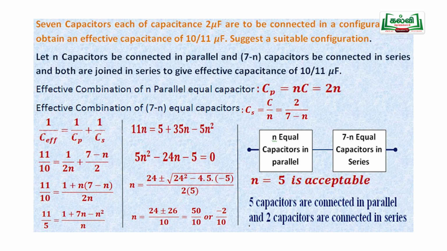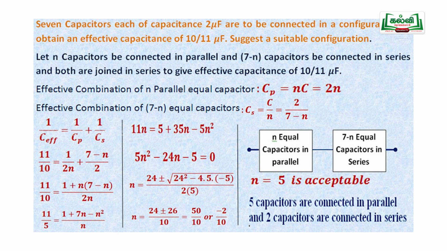We are doing some mathematical part. After doing the mathematical part, I am able to get n value as either 50 by 10 or minus 2 by 10. Minus 2 by 10 is a negative value, I can neglect it. So n is equal to 5. So n is of acceptable value. So 5 capacitors have to be connected in parallel and 2 capacitors have to be connected, that is 7 minus 5, 2 capacitors have to be connected in series. Is it clear, children? Okay.